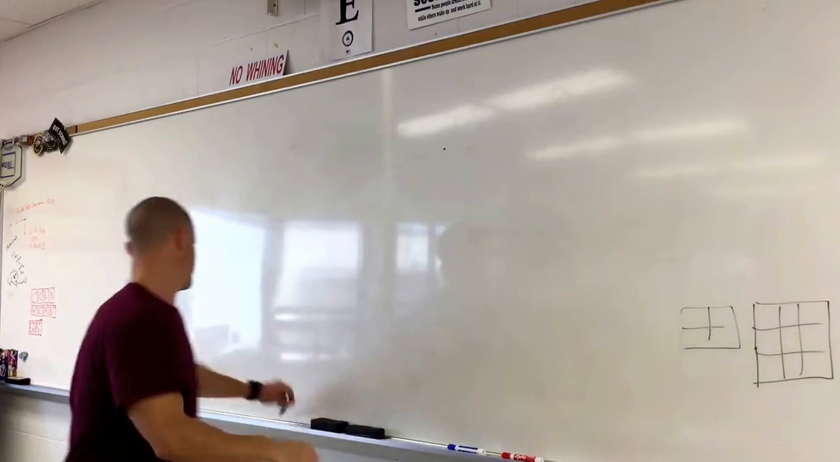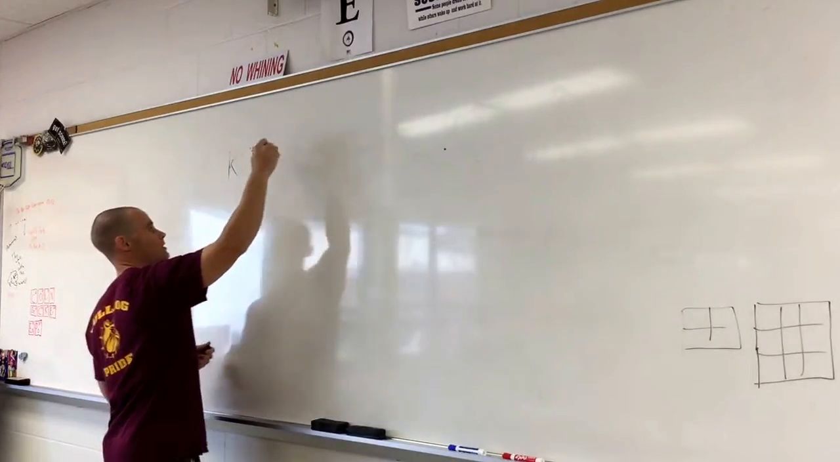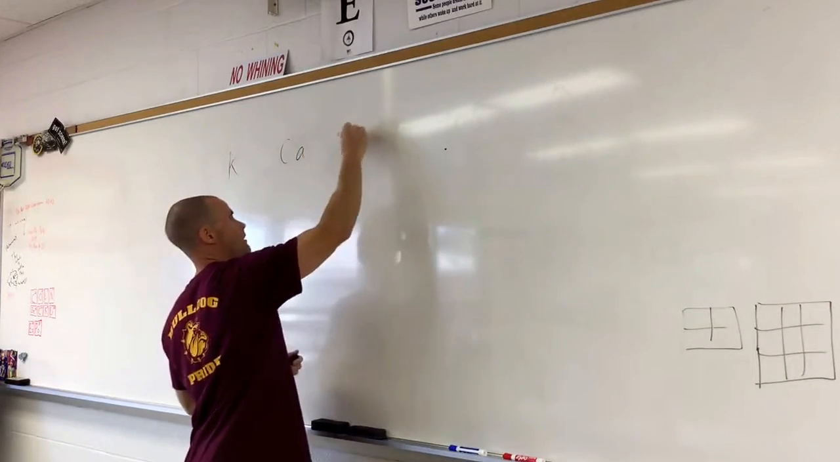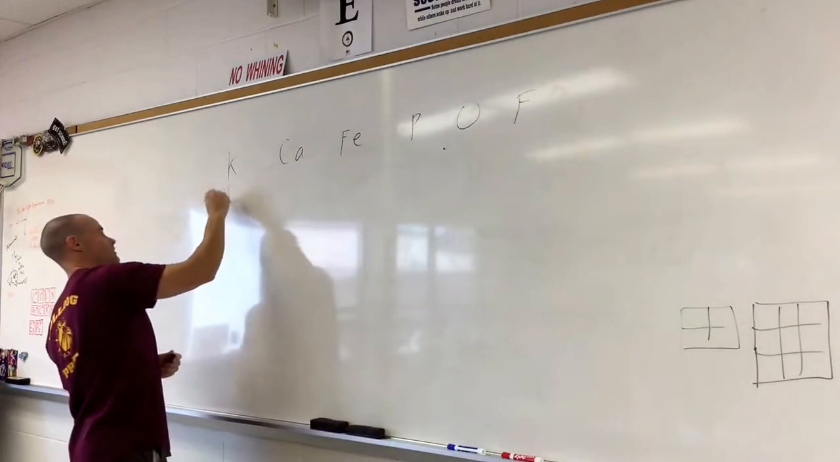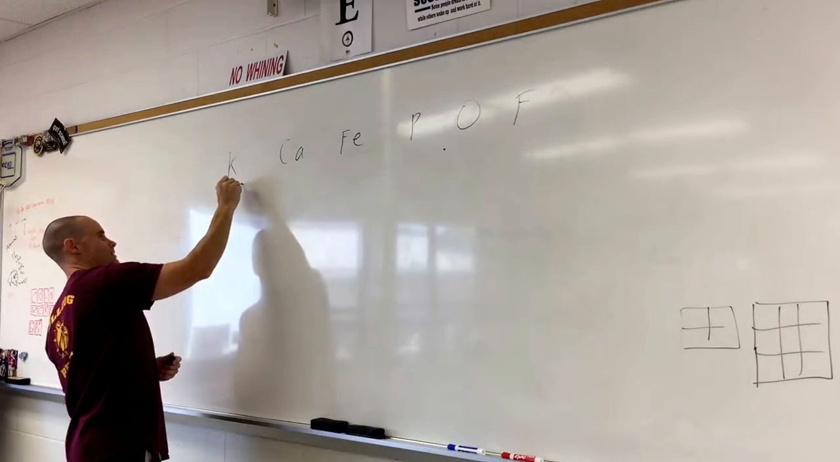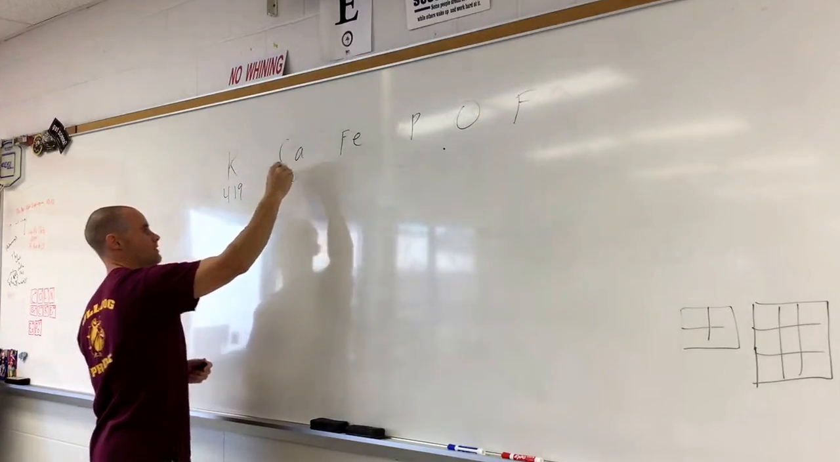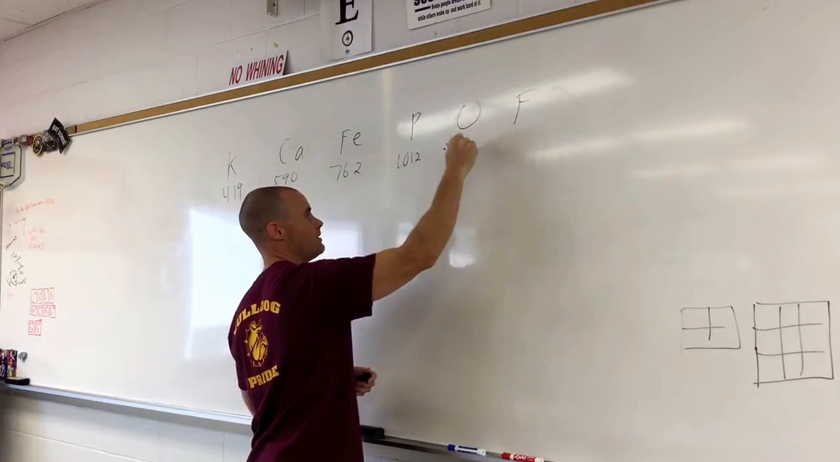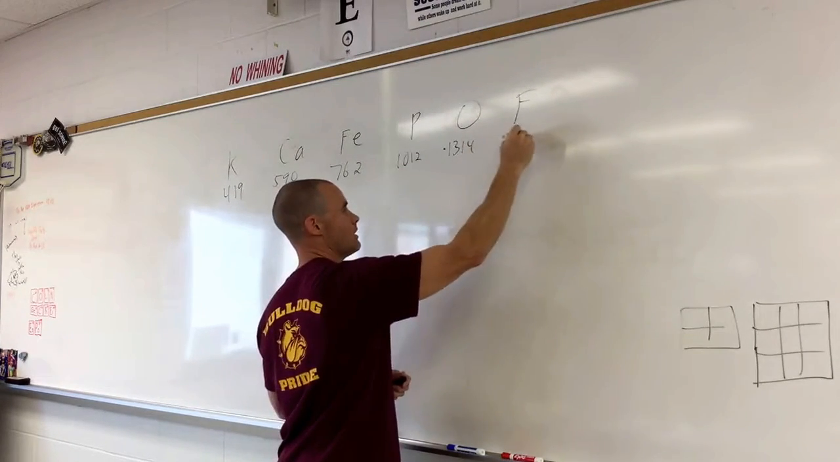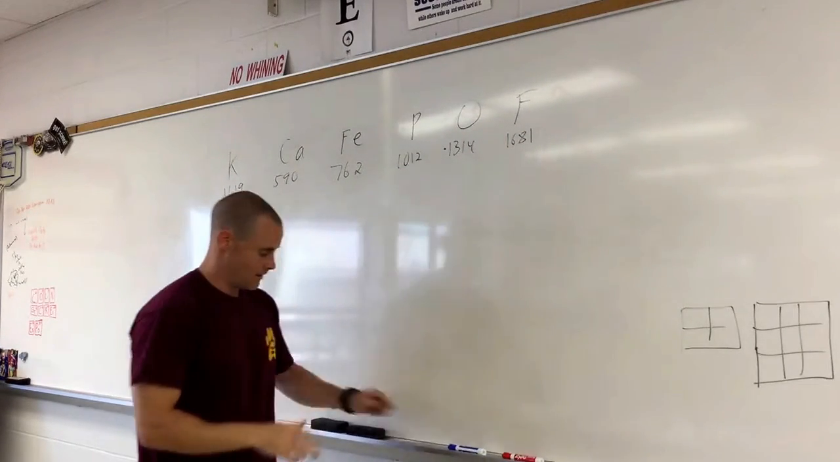Dang it. Hold on. I got to write those again. What is it? K, Ca, Fe, P, O, F. 419? 590, 762, 1012, 1013, 1014, 1681. Yeah? Yeah, okay. All right.